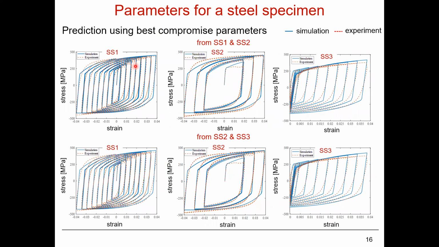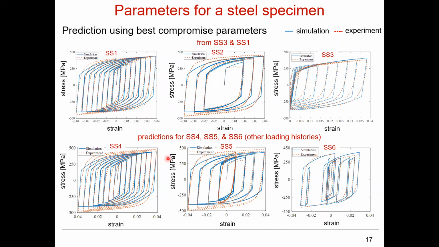We use the best compromise solution of parameters from each identification case to predict the stress strain curve from each loading history. We can see that the parameters can reproduce the stress strain curve for each loading history with good accuracy. We also use the parameters to predict the stress strain curve from other loading histories SS4, SS5, SS6 right here, and we obtain an acceptable accuracy.